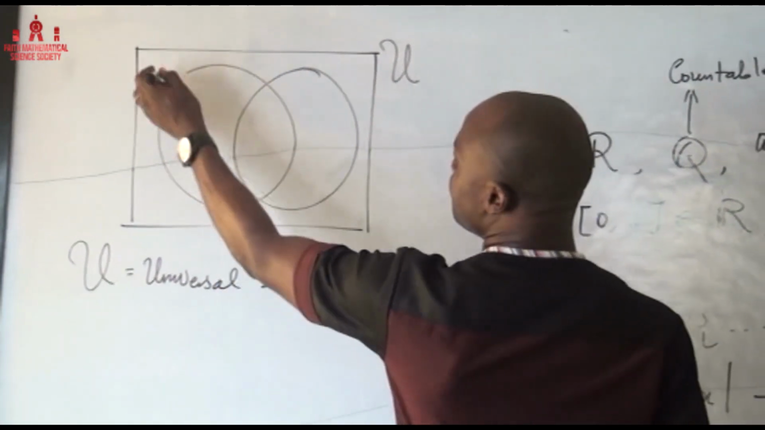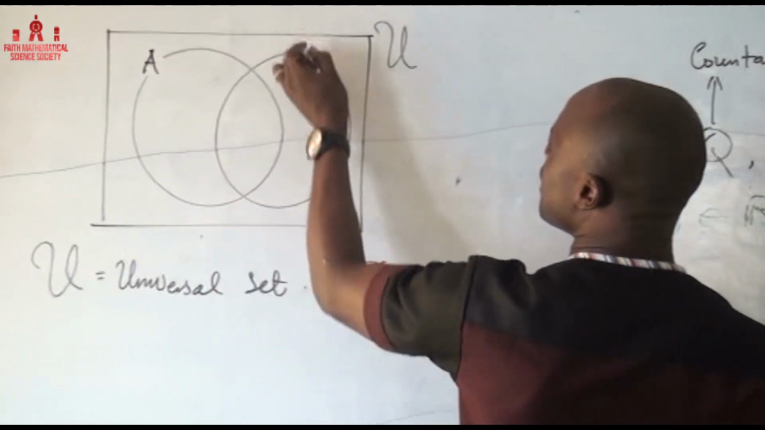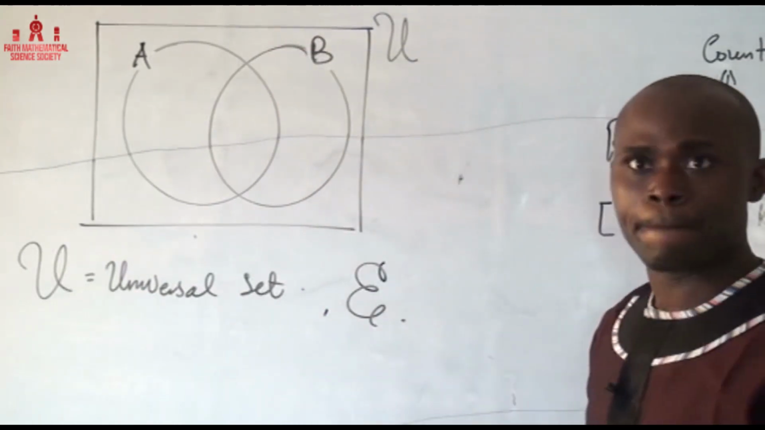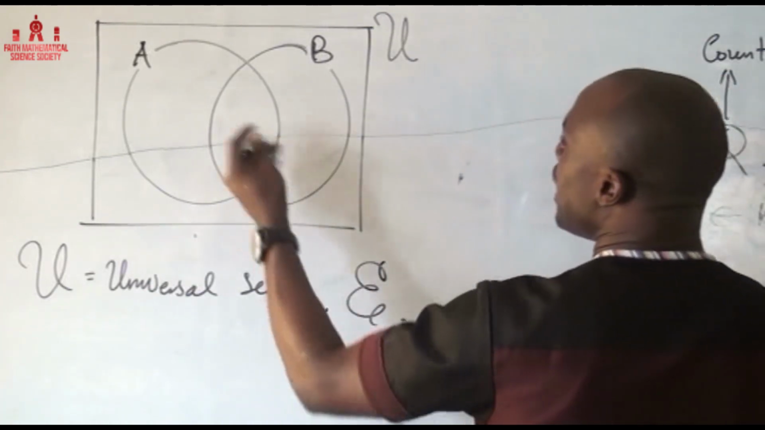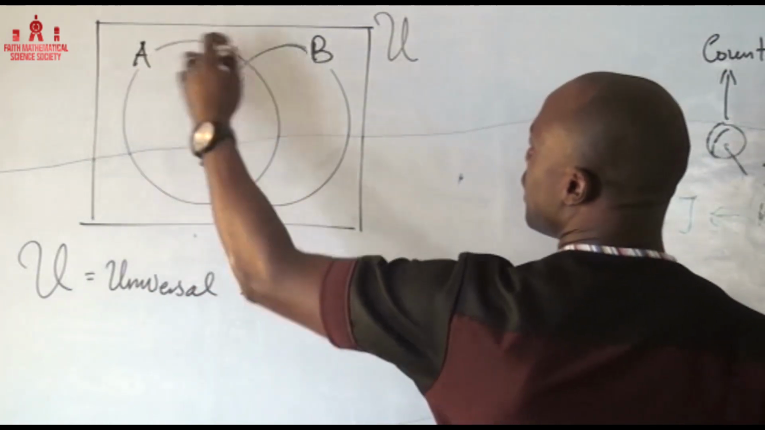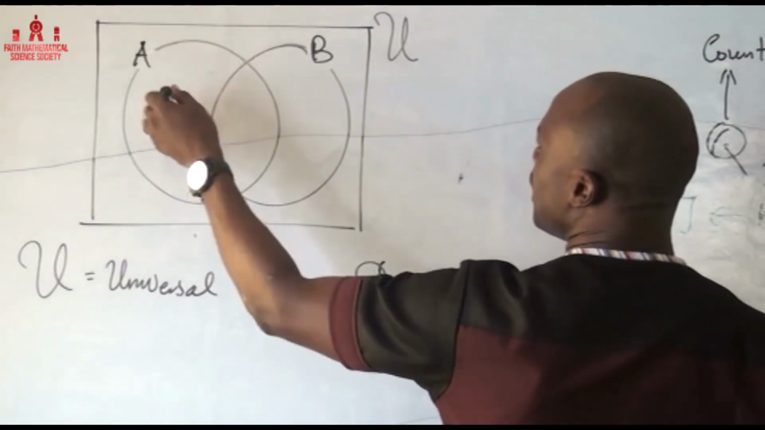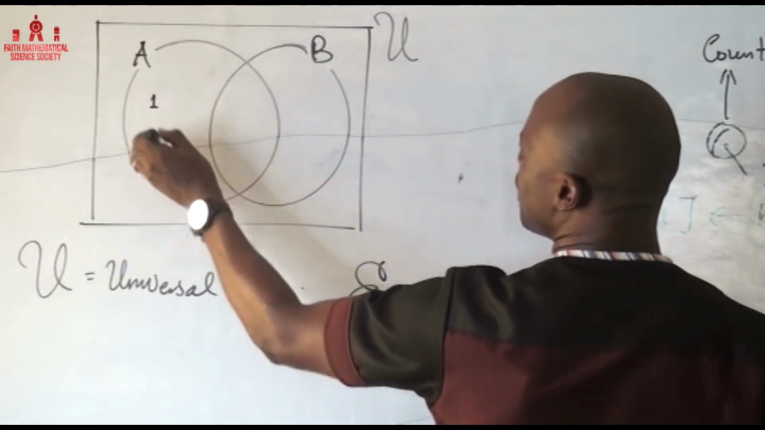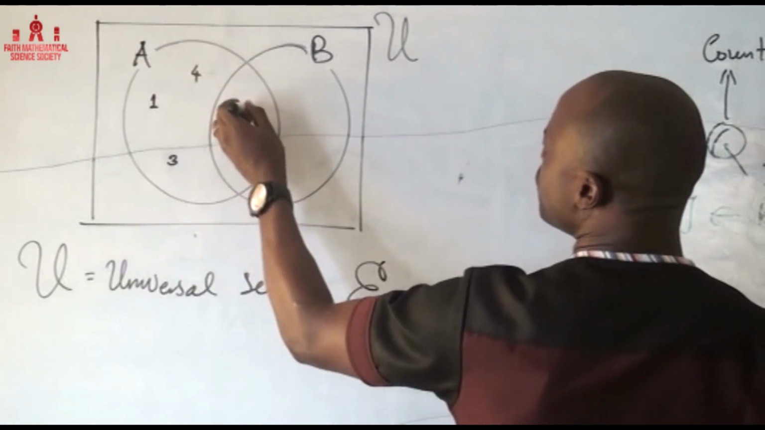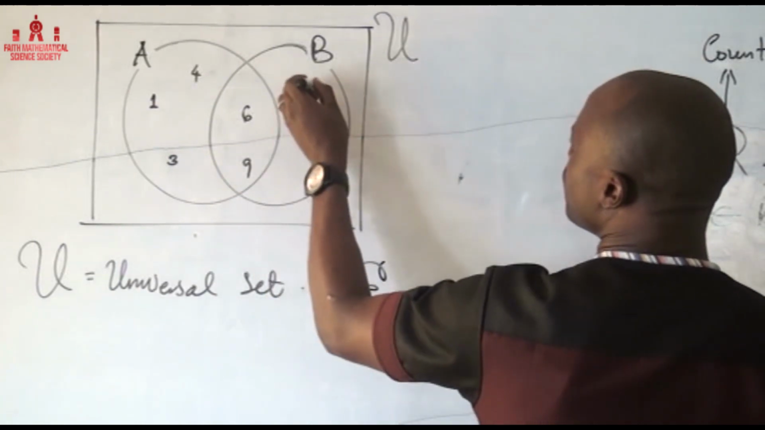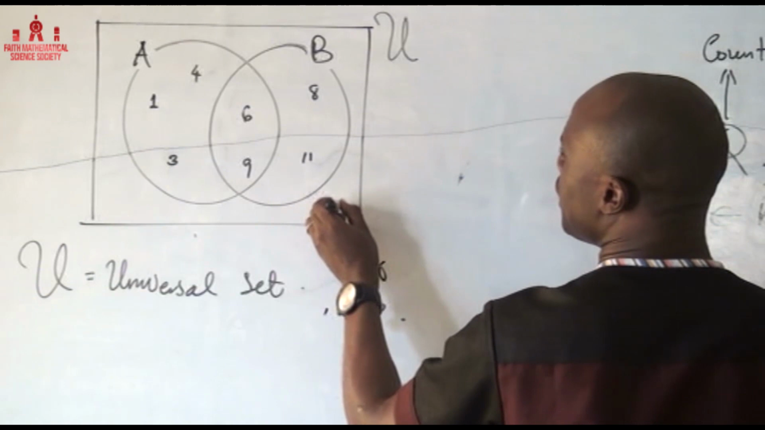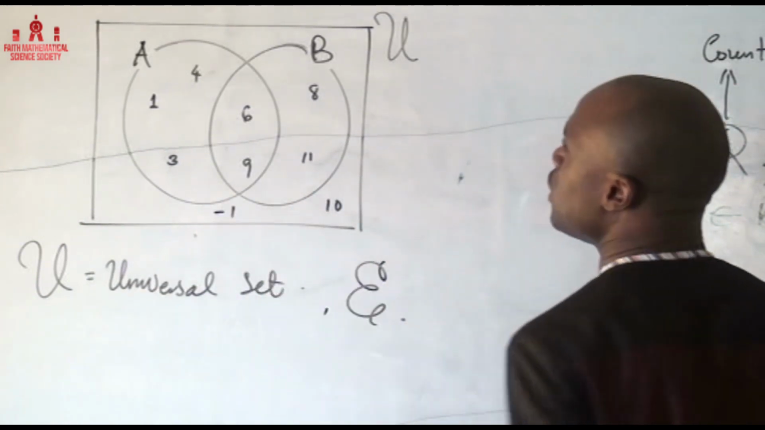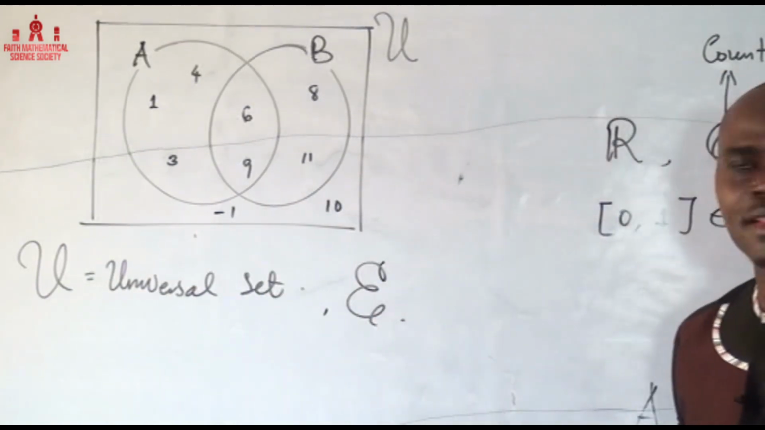Now this circle is A, and this one you can call B. The truth here is that the objects found here, for instance, let me just put 1, 3, and 4 here. Let me put 6, 9 here. Let me put 8, 11 here. Let me put 10 here, and maybe -1. Okay, that is just an example.